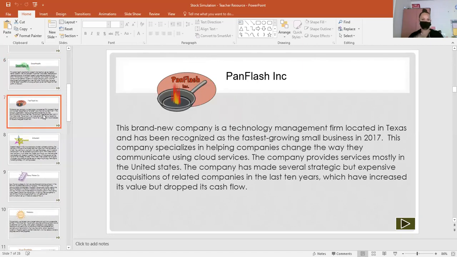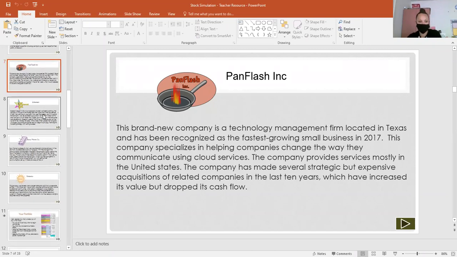PanFlash, this brand new company, is a technology management firm located in Texas and has been recognized as the fastest growing small business in 2017. This company specializes in helping companies change the way they communicate using cloud services. The company provides services mostly in the United States. The company has made several strategic but expensive acquisitions of related companies in the last 10 years, which have increased its value but dropped the cash flow.